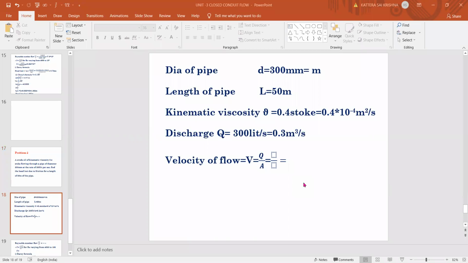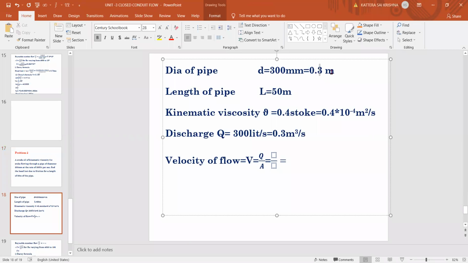Write down the given data. Diameter of the pipe D equal to 300 mm. So convert that in terms of meters, 0.3 meter. Length of the pipe is given 50 meter. Next, kinematic viscosity is given nu equal to 0.4 stroke, that is written as 0.4 divided by 10,000. So that can be written as 0.4 into 10 power minus 4 meters square per second.